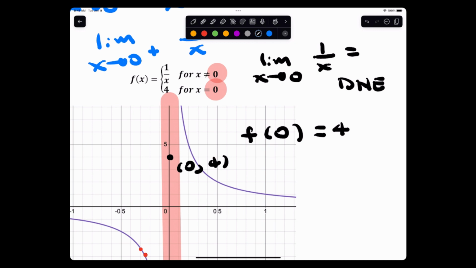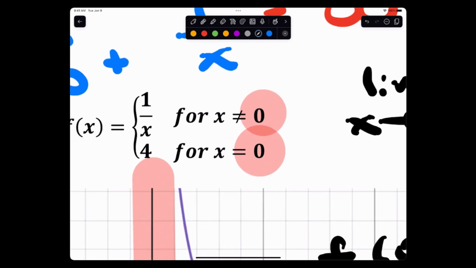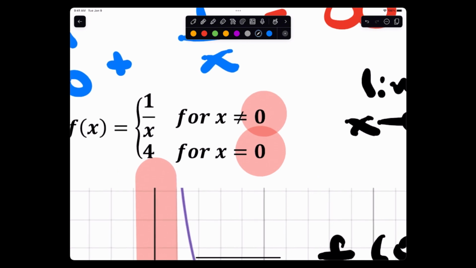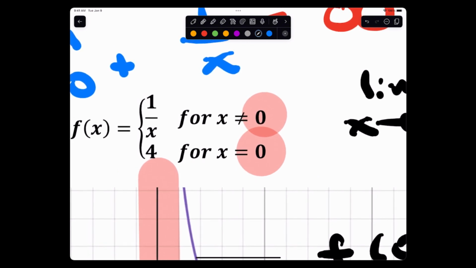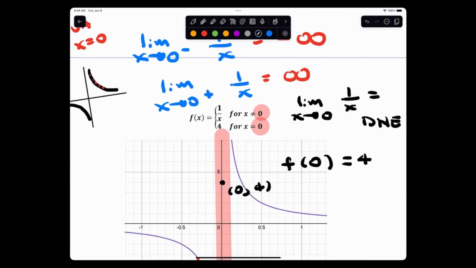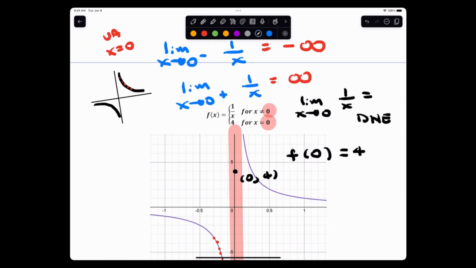Could they do that? Yeah, they can define it piecewise any way they like. So what they're saying is use the top piece for values of x that are not 0. Use the bottom piece for values of x that are 0. So they actually put a point in. It's no longer undefined. Now, does that mean it's continuous at 0?